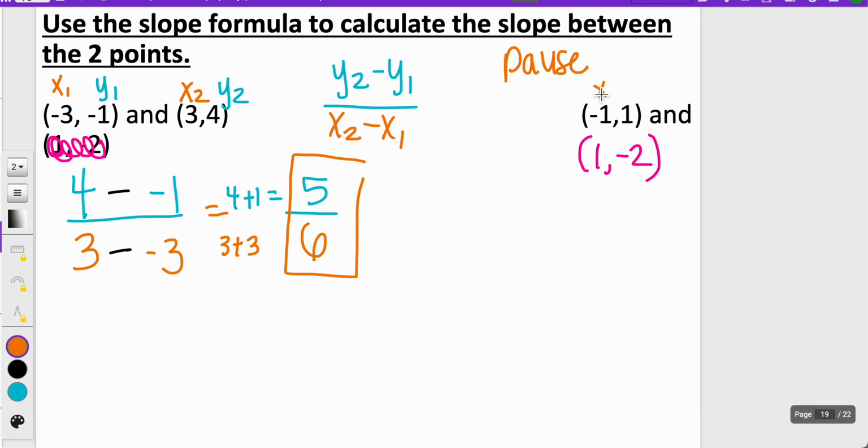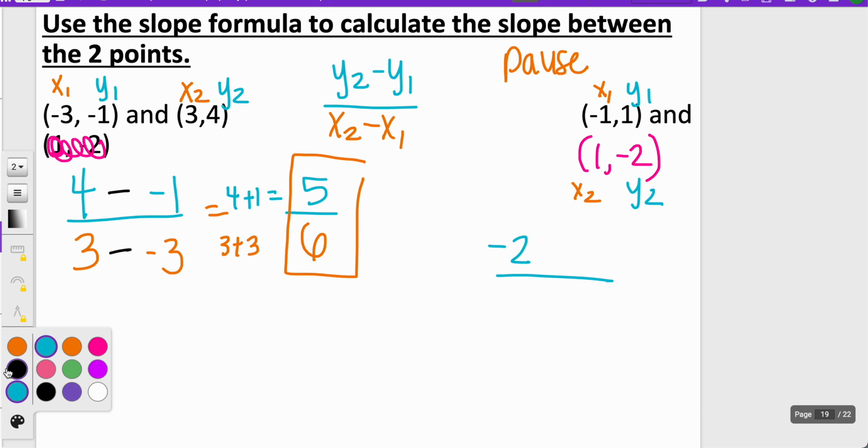So again, I'm going to label x1, y1, and then this will be my x2 and y2. So according to my formula, I'm going to do y2 minus y1. This one is negative 2 minus 1. And then my x2 minus x1, that'll be 1 minus negative 1.